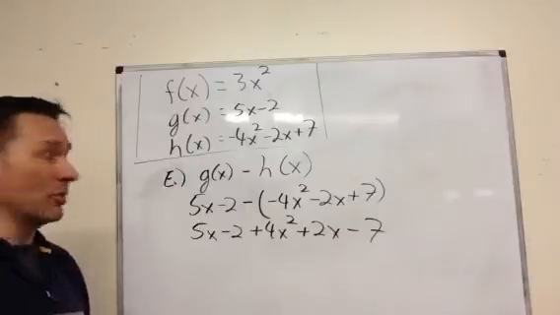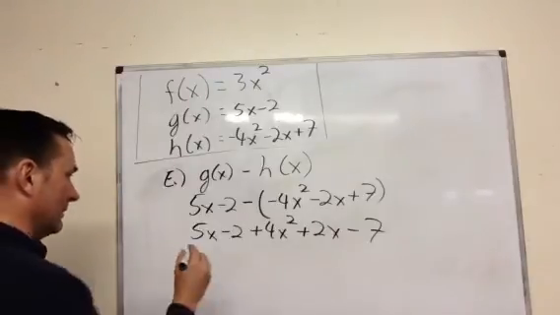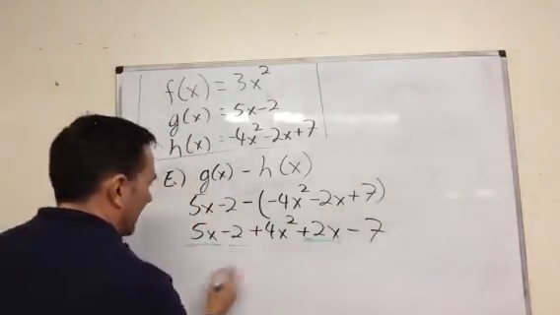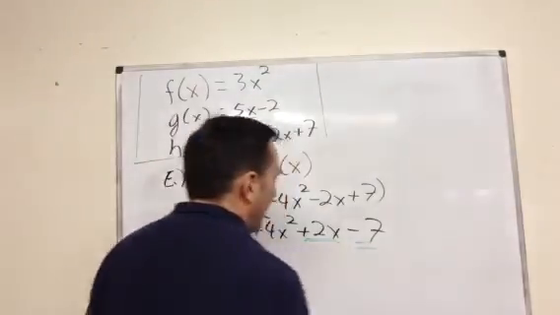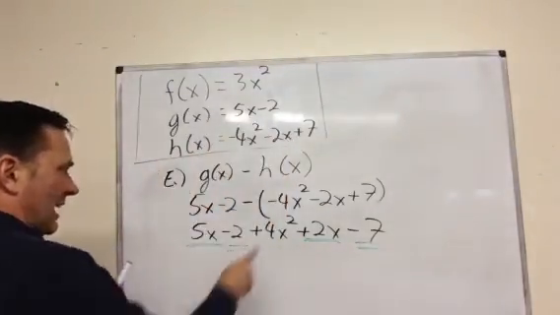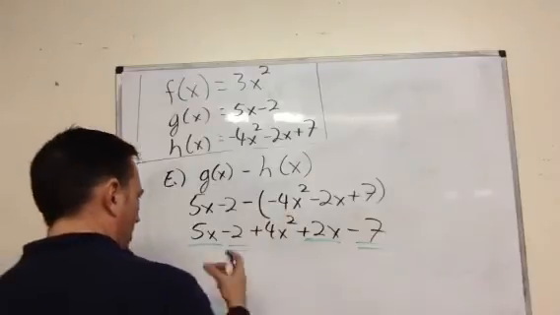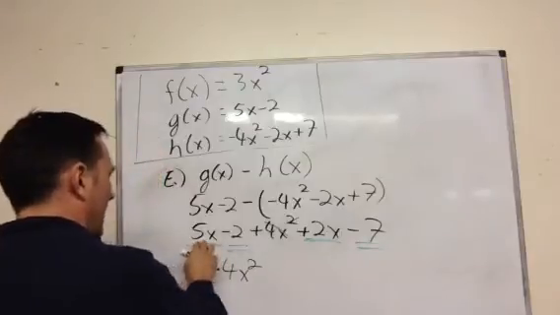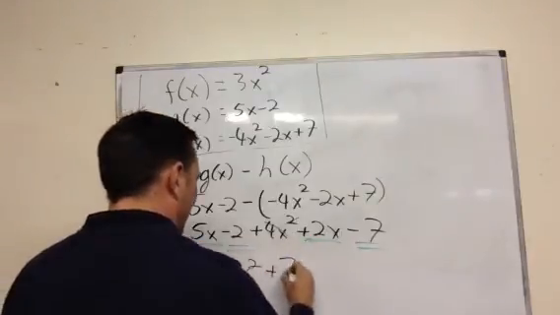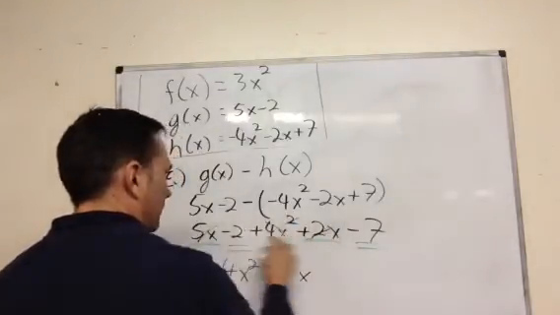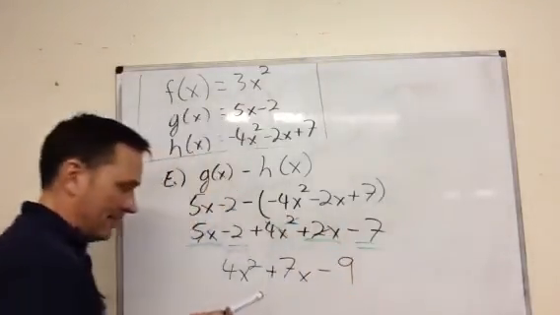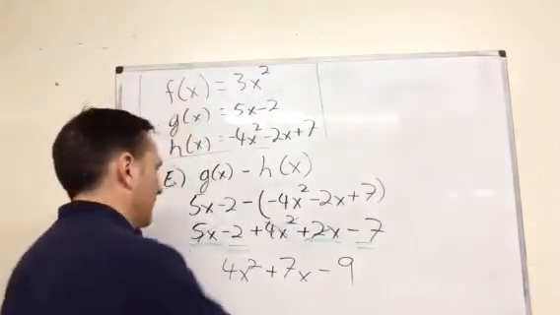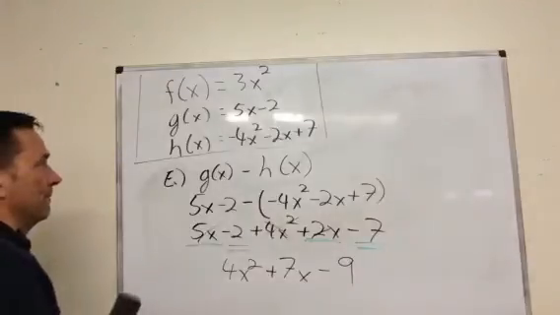Again, I want to see what terms I can combine. I can combine 5x and 2x, and then the negative 2, because this is a constant and that is a constant. I only have one x squared term, so I'm going to start with that: 4x squared. 5x plus 2x is 7x. And then negative 2 and negative 7 is negative 9. And there's our answer.